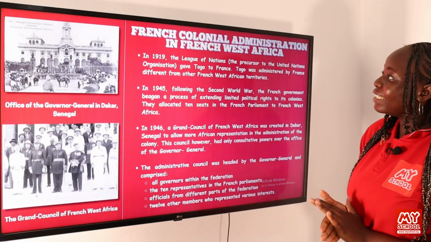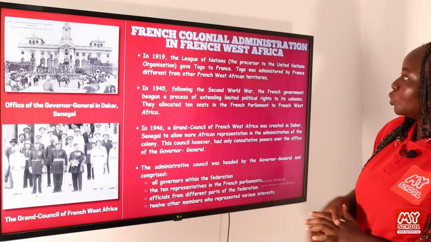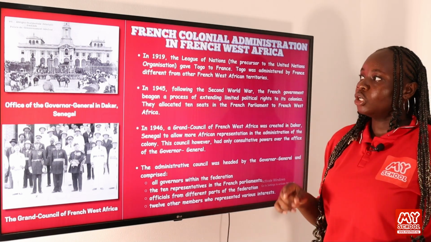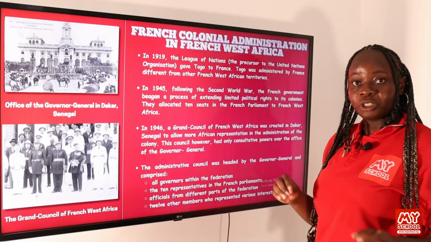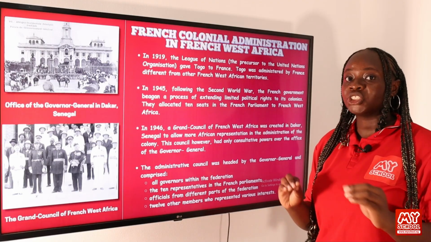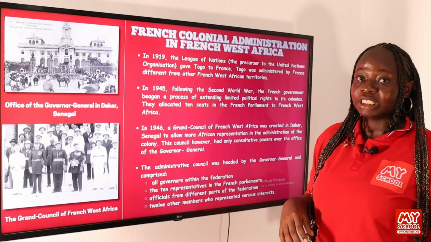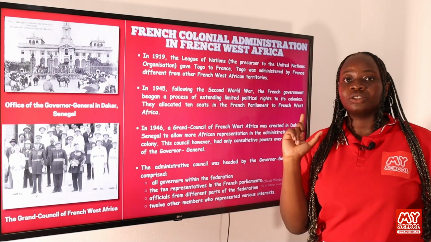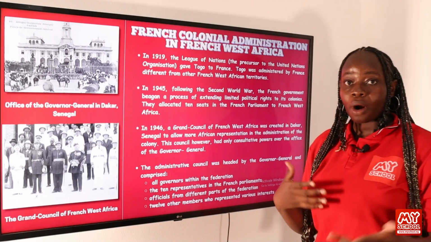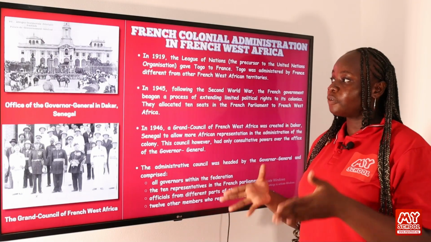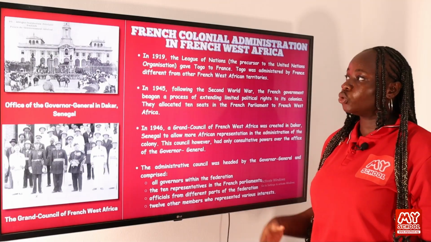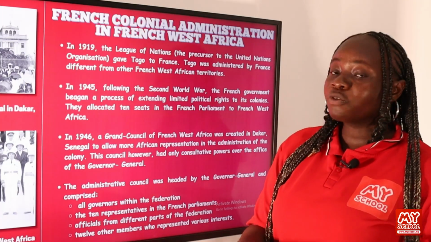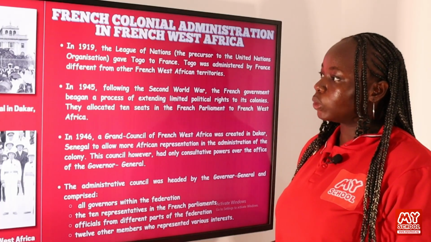All right, in 1919, the League of Nations, which is the precursor to the United Nations Organization, gave Togo to France. So Togo was not originally part of French West Africa and was not part of French West Africa until its independence. Togo was administered by France, different from other French West African territories. When they were acquiring the various territories in Africa, nobody claimed Togo, and so the League of Nations had to assign Togo to France. So they governed it different from the Federation of French West Africa.